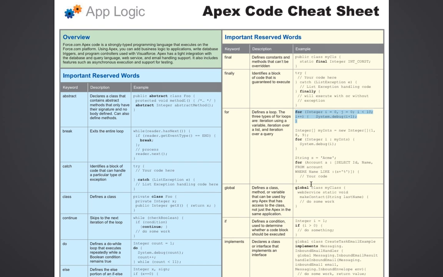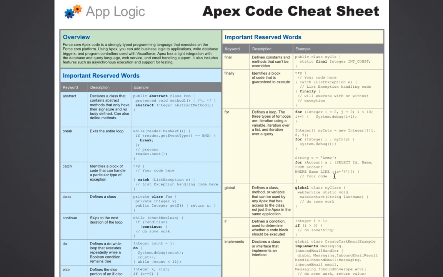This is the syntax for that. Here you are parsing a list of integers. In the second example, you are parsing accounts: for the account A, select Id, Name from Account where name is like starting with S. If there are 50 accounts starting with S in your organization, the for loop will be repeated 50 times in the same order of 1, 2, 3, 4 up to 50, and we can execute the code inside the logic.